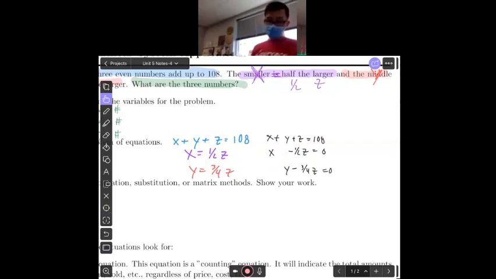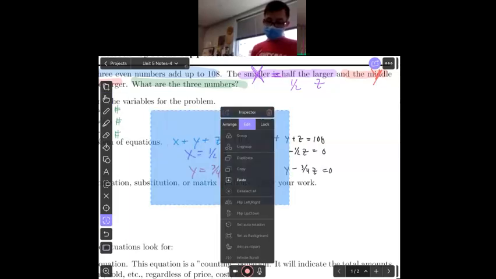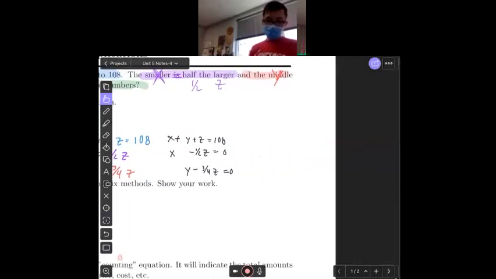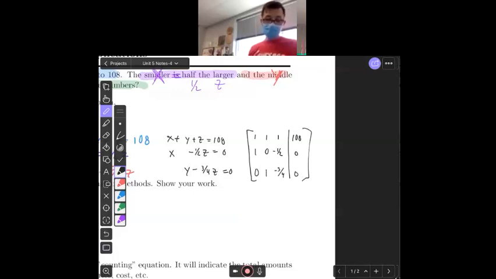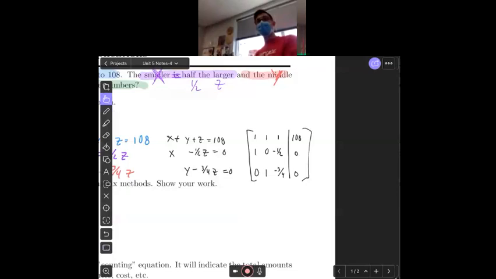And so now we can turn that into a matrix. Let me group this stuff real quick. 1, 1, 1, 108; 1, 0, negative 1/2, 0; and 0, 1, negative 3/4, 0. So there's our matrix.